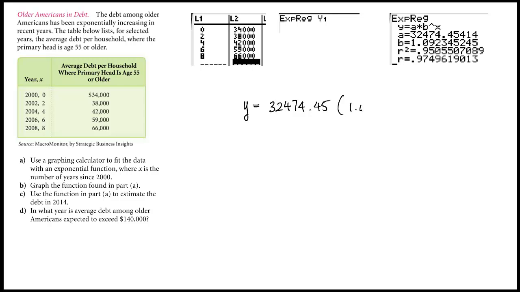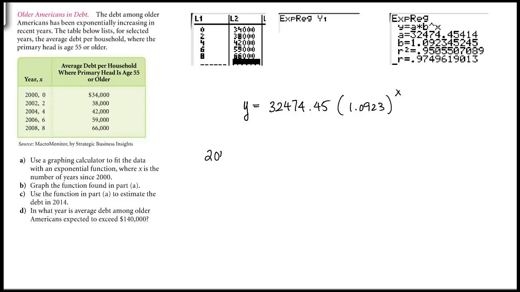3247.445 times 1.0923 raised to the x. What makes this exponential is the fact that the variable is actually located as an exponent. The equation that we found is going to help us to do part C.